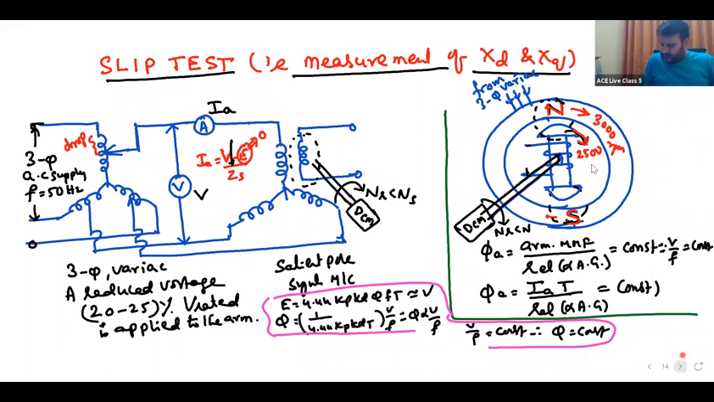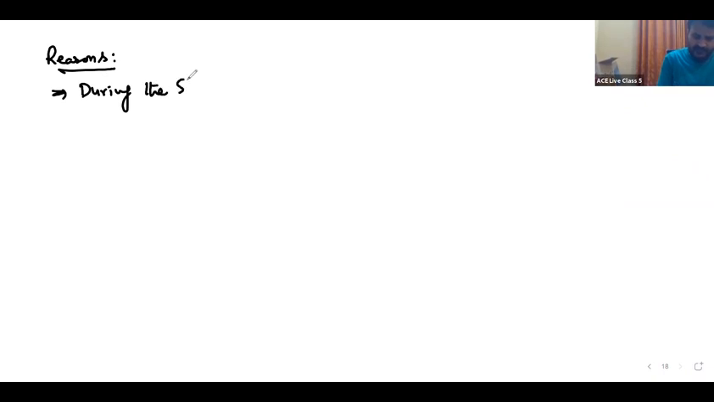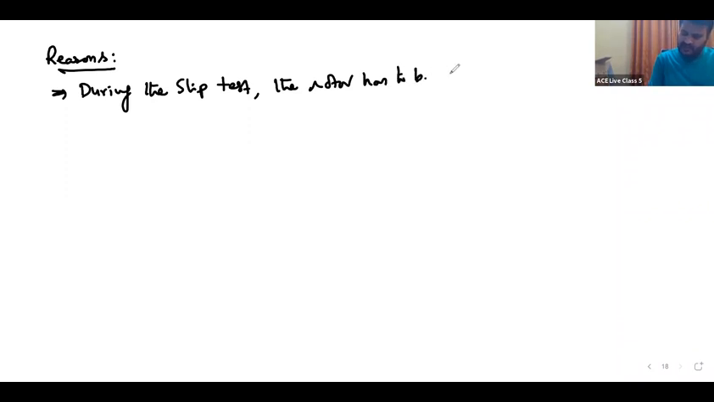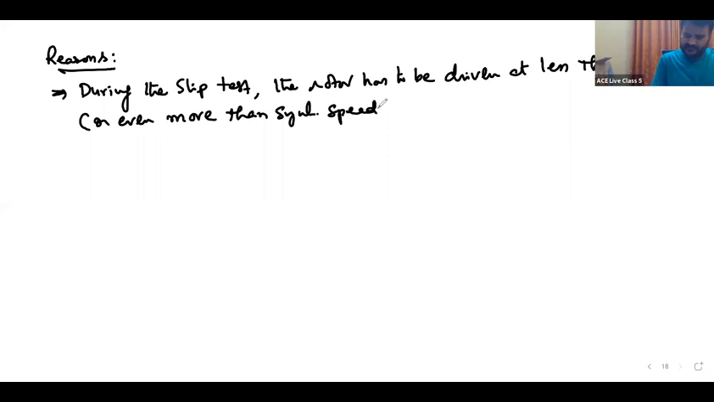Okay, so let me write all these reasonings. The reasonings are: first one, during the slip test, the rotor has to be driven at less than synchronous speed, or even more than synchronous speed.